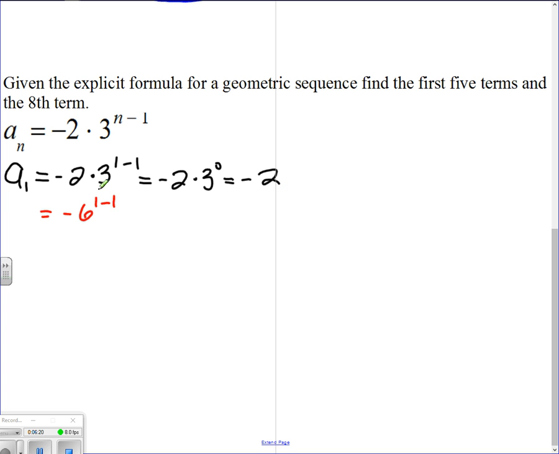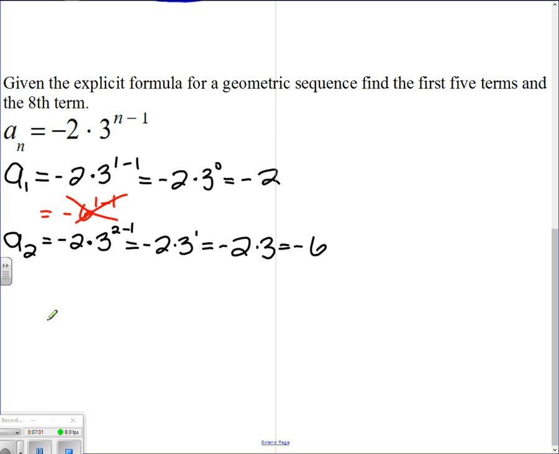Now, next problem. Remember, don't do this. That's wrong. The next problem is a to the second. In this case, the n is 2. So we have negative 2 multiplied by 3 to the 2 minus 1. So we have negative 2 multiplied by 3, and 2 minus 1 is 1. So you have negative 2. Write this number one time, and negative 2 multiplied by 3 will give you negative 6.